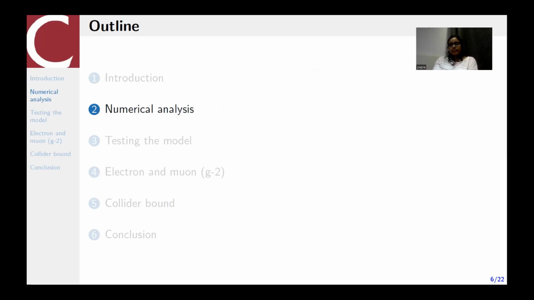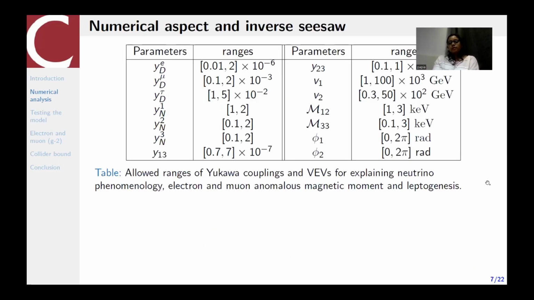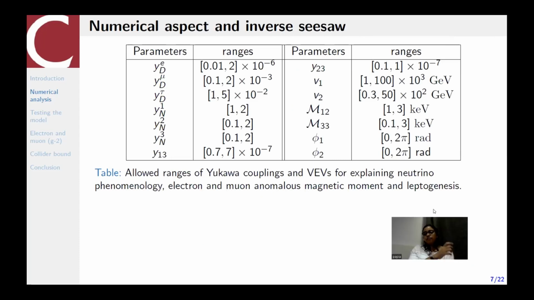So coming to the numerical analysis calculation, there is a table. In the table we have mentioned all the Yukawa couplings, like Y_De, Y_Dmu, Y_Dtau, then Y_N1, Y_N2, Y_N3, whatever we have mentioned in the Lagrangian itself. So these are all the Yukawa couplings, as well as the v1, v2. v1, v2 are nothing but the VEVs of the two singlet scalars, chi1 and chi2, and then phi1, phi2 are the phase angles.